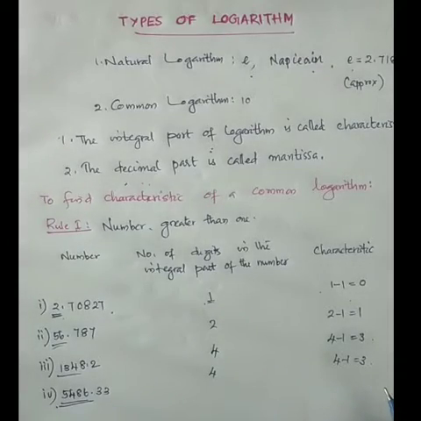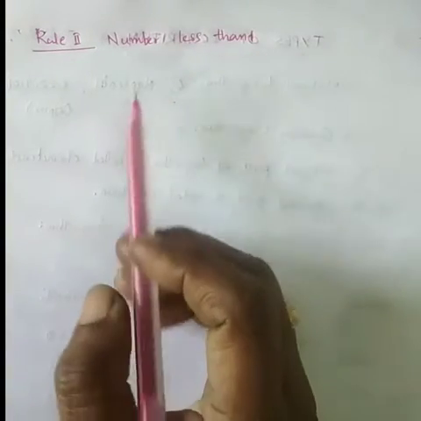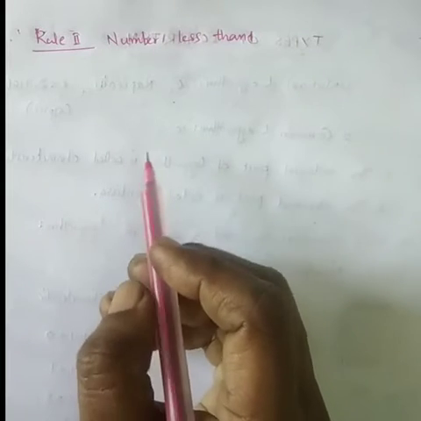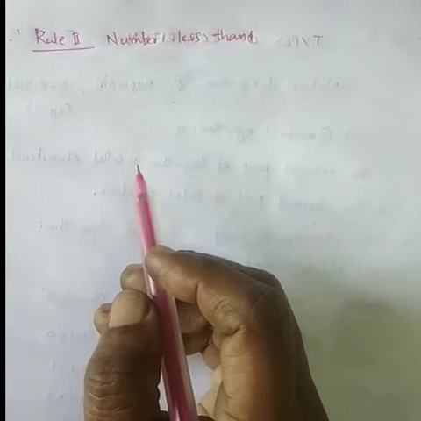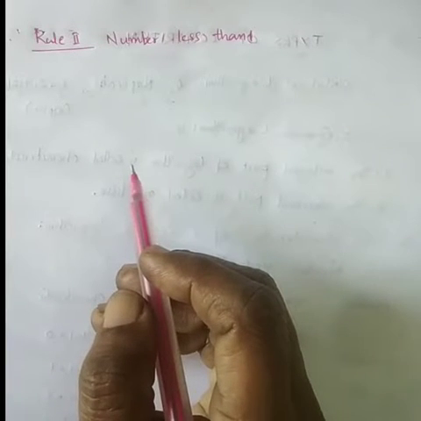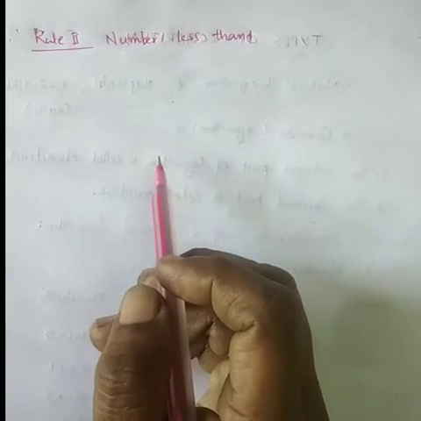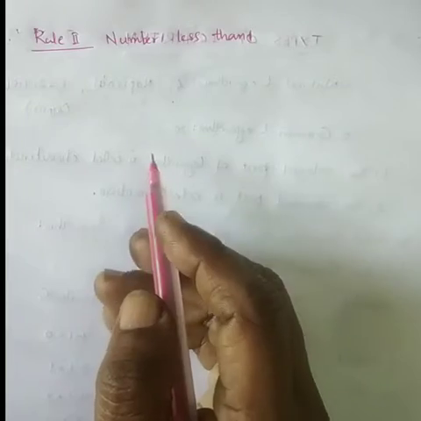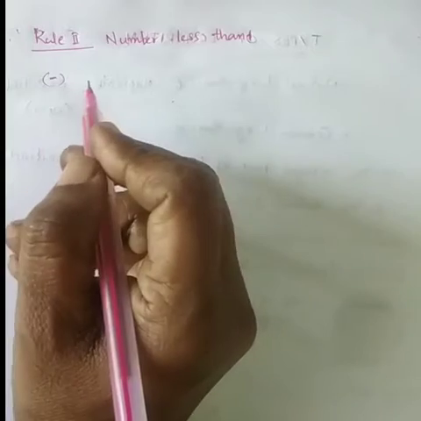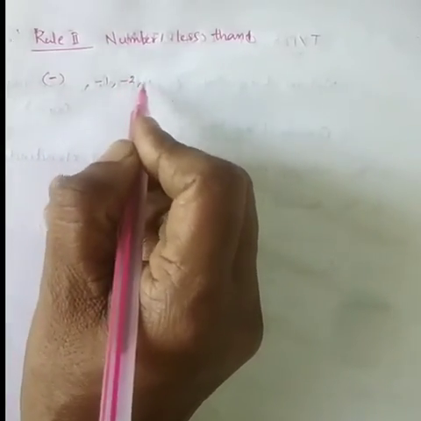Okay. Rule 2, number less than 1. If the positive number begins with a decimal point, the characteristic of its common logarithm is negative and is numerically 1 greater than the number of zeros immediately after the decimal point. The negative characteristics are written with a bar over the number. That is -1, -2, -3, etc.